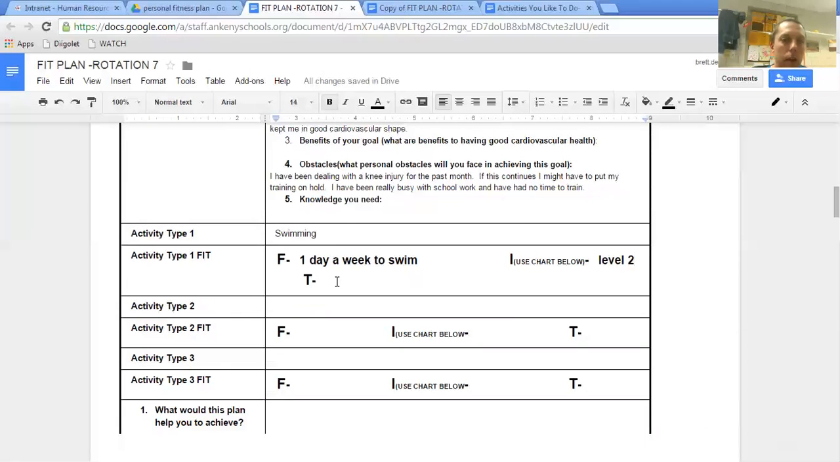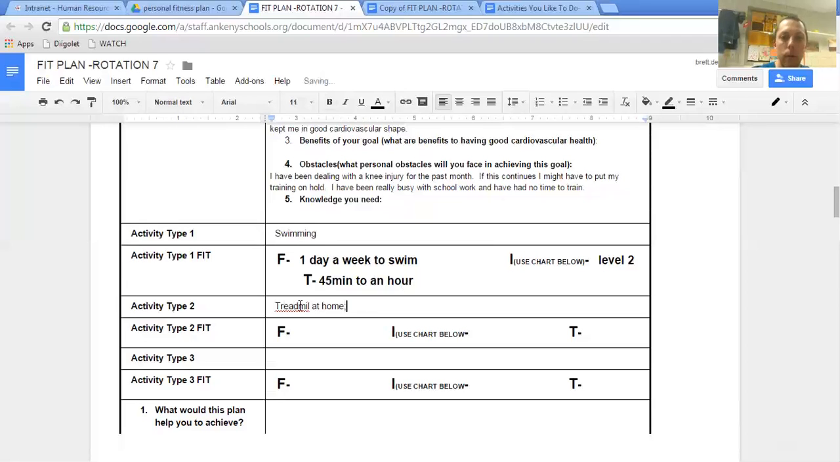Okay. And then what kind of time am I going to spend on this? Well, 1 day a week, I would like to swim 45 minutes to an hour. And maybe during this, I would try to do different strokes or different things like that. Okay. So my next one is going to be my treadmill at home.